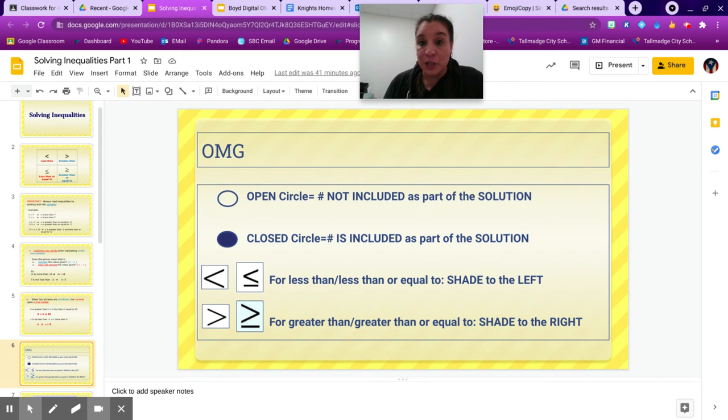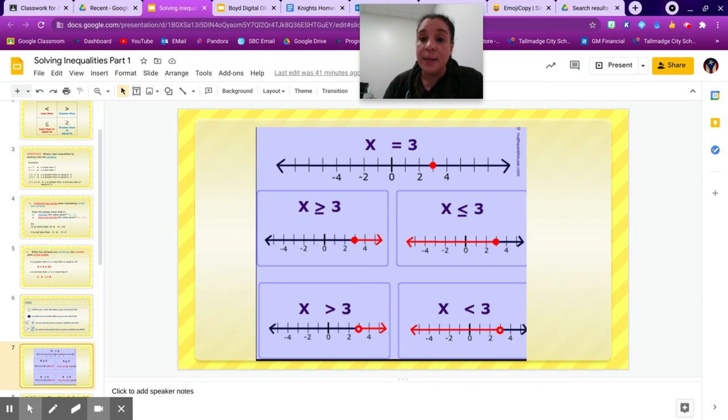It is not included. If the circle is a closed circle or a shaded circle, that means that the number is included as part of the solution. For less than or equal to, we're going to shade to the left because that's where the numbers are that are less than. And for greater than or equal to, we're going to shade to the right because that's where the bigger numbers are. So here are some examples.